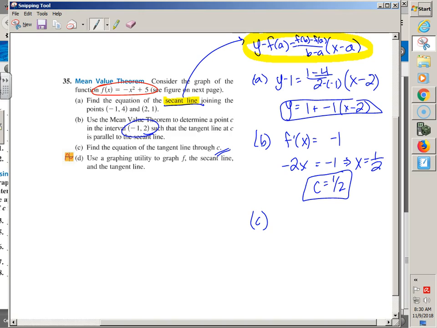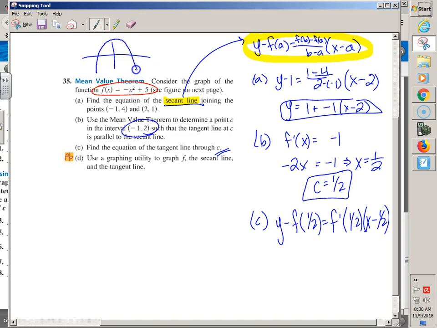So to go through C, I'm going to have to say, wait a minute, that's an x value, right? So I'm going to do y minus f of C equals f prime of C times x minus C. I have to go through this point. A tangent line only has one point. It can't be using two points. If you think about it, this is a downward facing parabola that did something like this between the interval. So this was my (-1, 4), and this is my (2, 1).